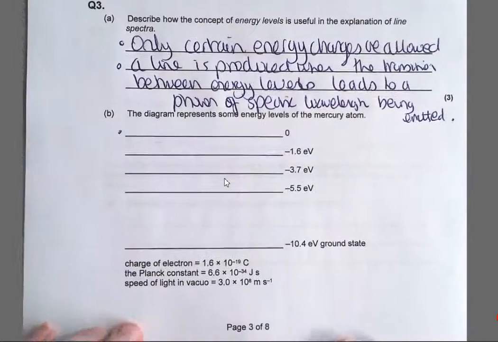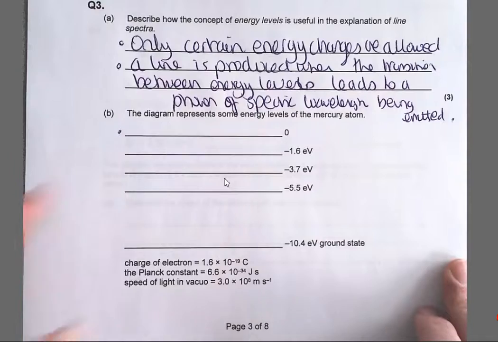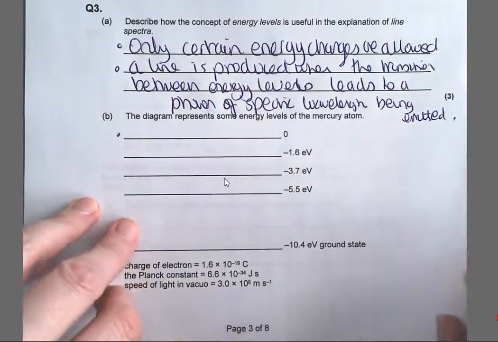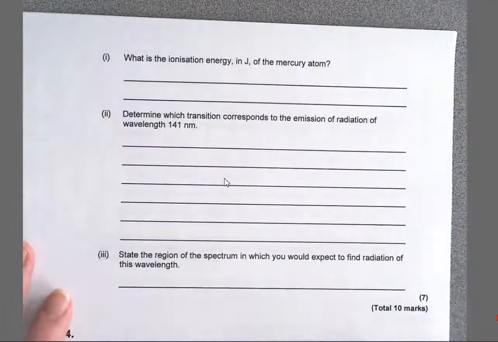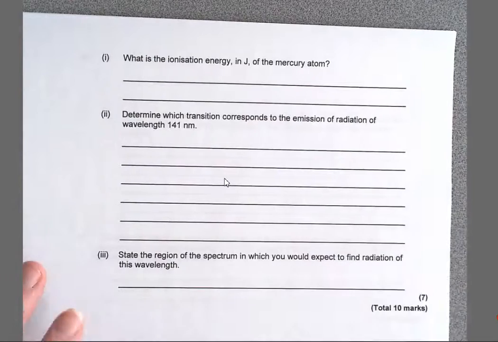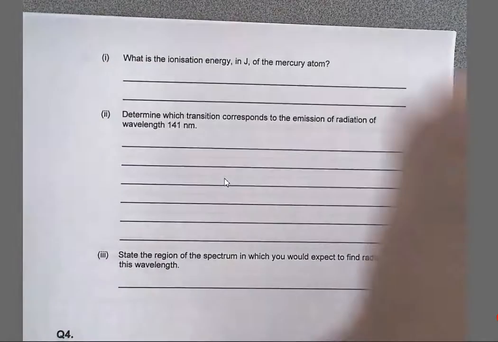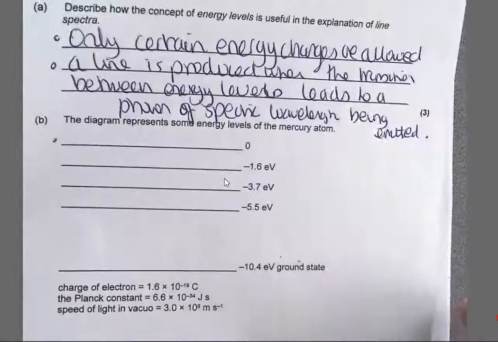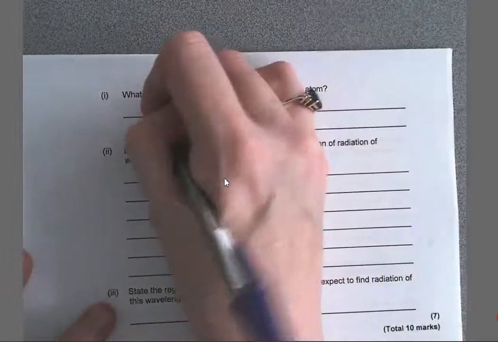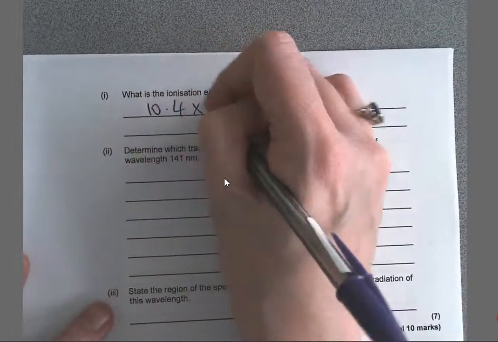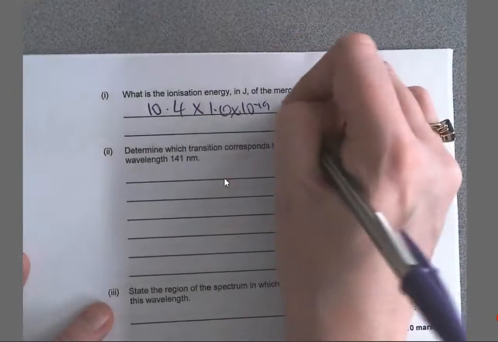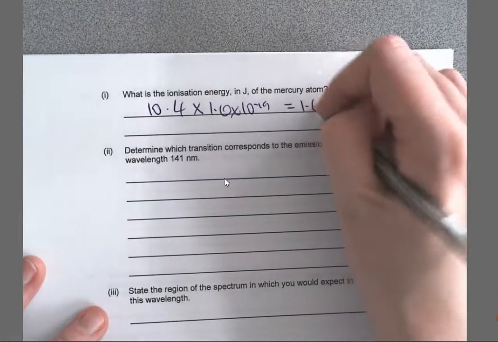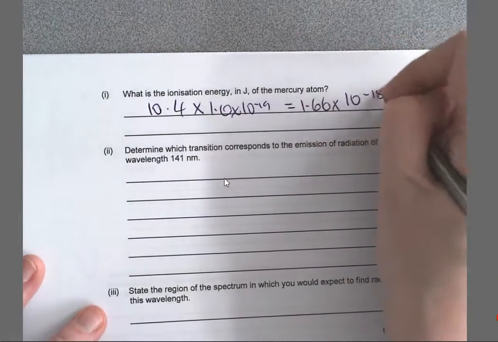Right, the diagram represents some energy levels of mercury. So we've got our energy levels there and we've got some information here. So you can keep an eye on what these are whilst I do the answers. What is the ionisation energy in joules of the mercury atom? So the ionisation energy is 10.4 electron volts. So I need to just convert that into joules. So I just do 10.4 times 1.6 times 10 to the minus 19, which gives me a value of 1.66 times 10 to the minus 18 joules.